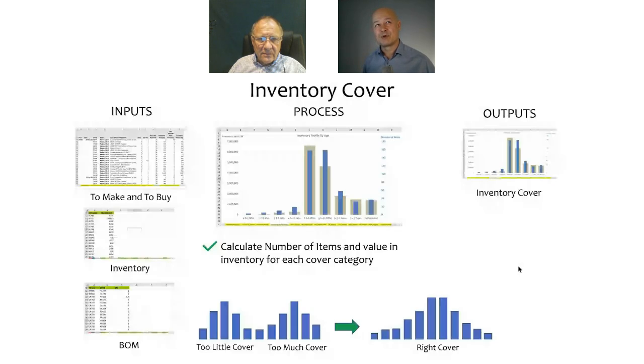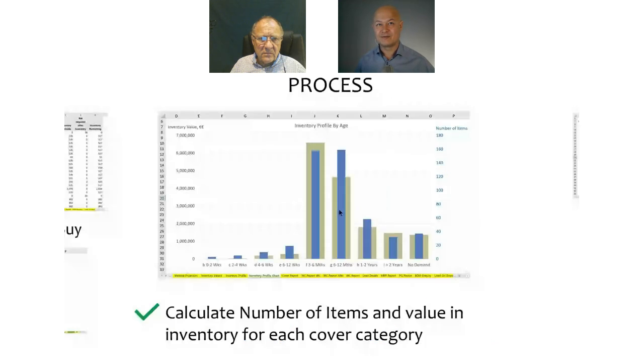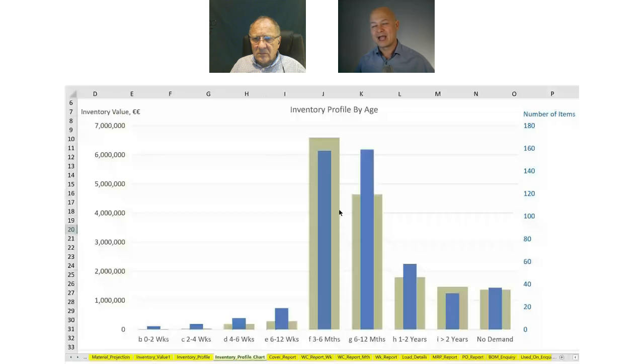And the inventory cover process is taking the inventory and presenting it in a view against cover categories. So it's looking at each of the items, looking at what sort of cover that item provides against future demand. So this is not the history of how long that item has been in stock, but more relevantly, how long we expect that item to be in stock based on future demand.